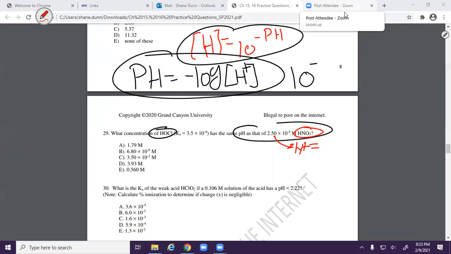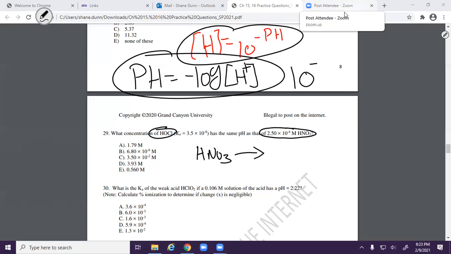Okay. When this guy breaks down, it breaks down 100%, right? So when HNO3 breaks down to hydrogen plus NO3, there is no reverse reaction, only a forward reaction. So how much you start off with here, you're going to have that much right there. So the amount of hydrogens is that right there. Does that make sense so far?